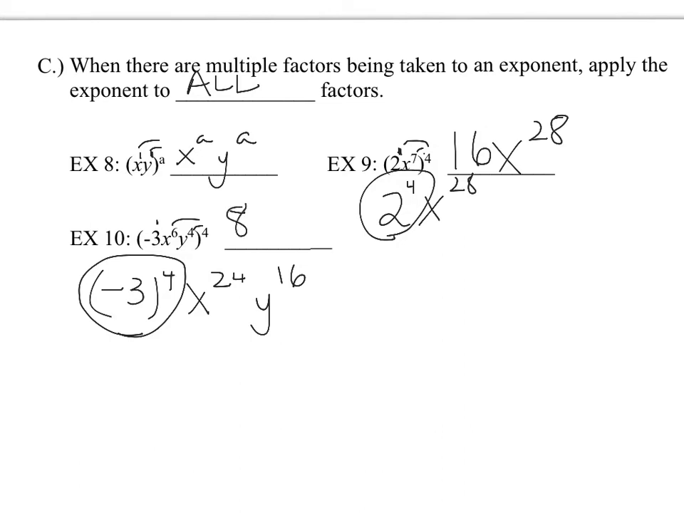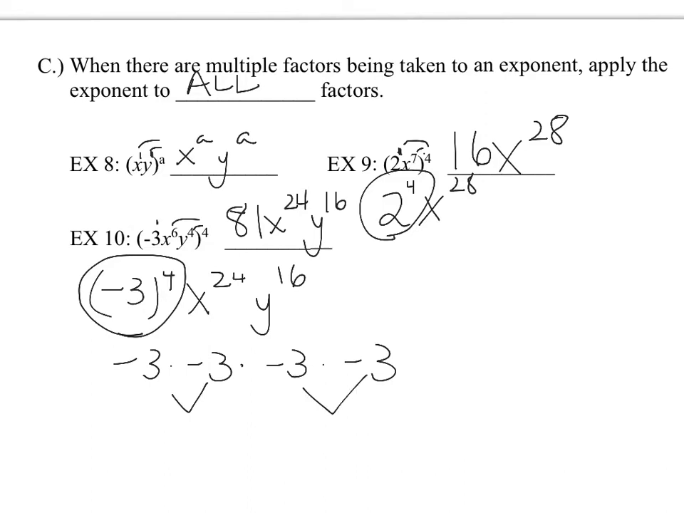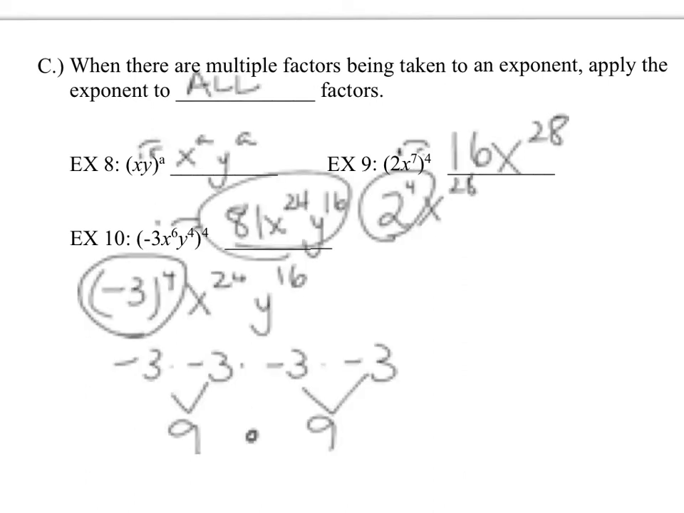Now if you have trouble getting the positive 81, I like to write down all 4 of them and start pairing them together. So rather than doing -3 times -3 is 9, and 9 times -3 is -27, and then doing -27 times -3, I like to just pair them up. This is a 9, this is a 9, 9 times 9 is 81. So there you go. There's your answer to D. I mean 10.